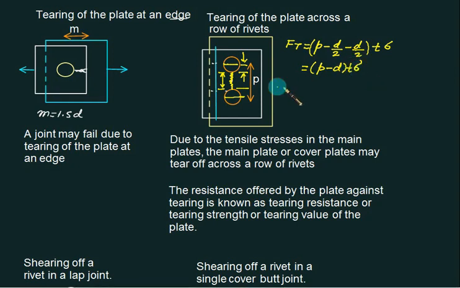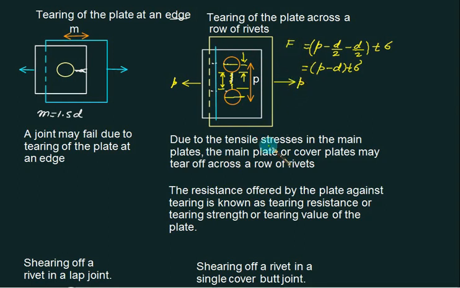This sigma is of the plate material. So we have two types of tearing: one along the edge and one across the row of rivets. You have to avoid this as well as this. To avoid this, you have to keep the margin equal to 1.5D, and the minimum pitch you have to keep according to this equation. And this F you can equate with the value given to you, the external load applied here. Using that you can calculate the pitch. And if the pitch is given, then you can calculate Ft.